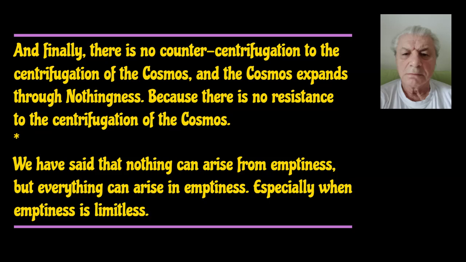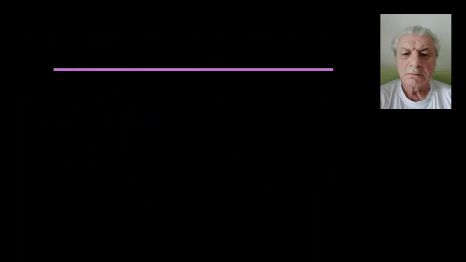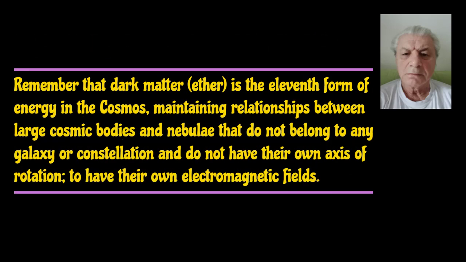Because there is no resistance to the centrifugation of the cosmos. We have said that nothing can arise from emptiness, but everything can arise in emptiness, especially when emptiness is limitless. Remember that dark matter, ether, is the 11th form of energy in the cosmos, maintaining relationships between large cosmic bodies and nebulae that do not belong to any galaxy or constellation and do not have their own axis of rotation, to have their own electromagnetic fields.